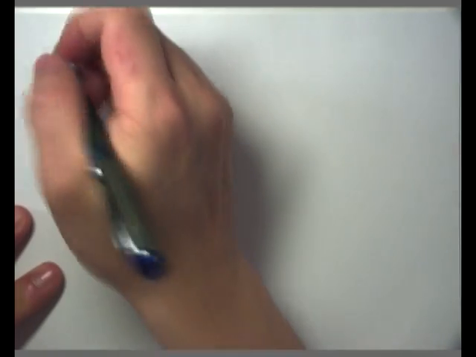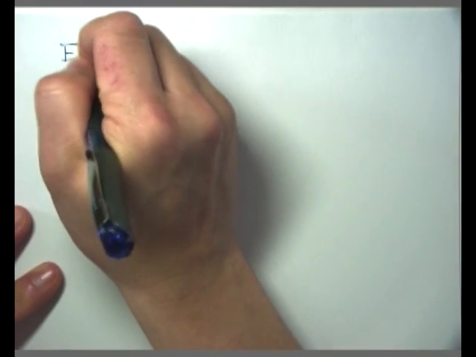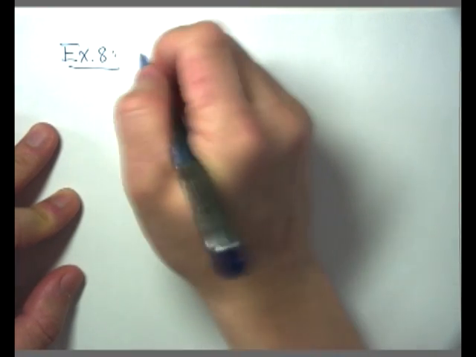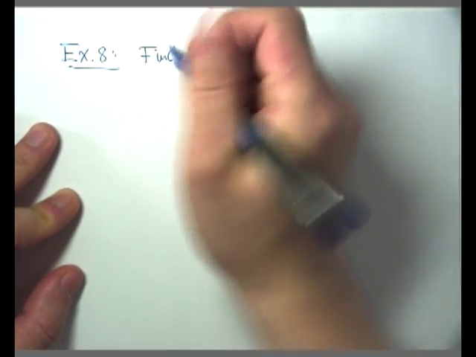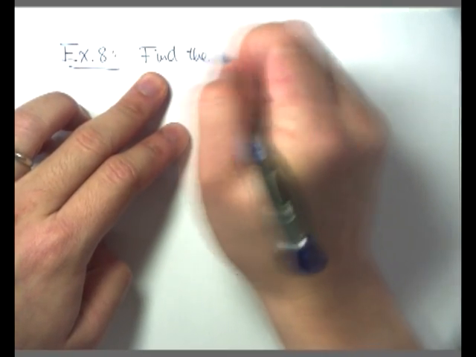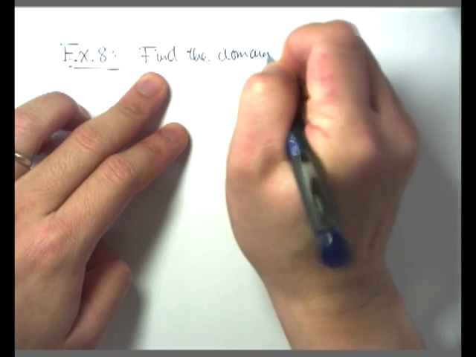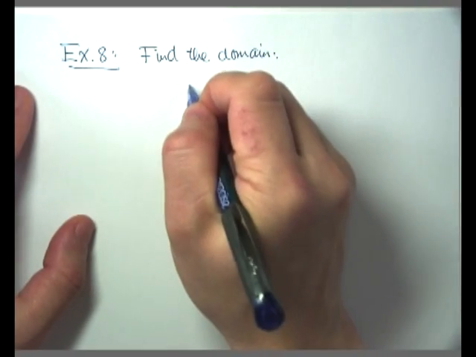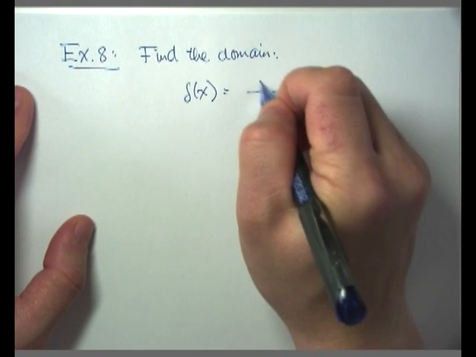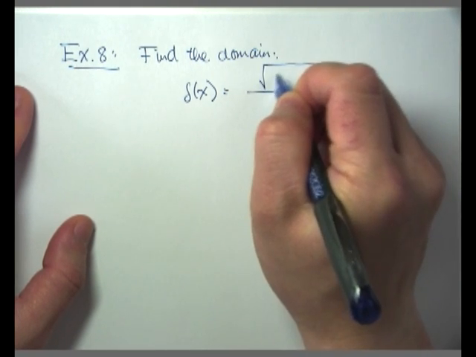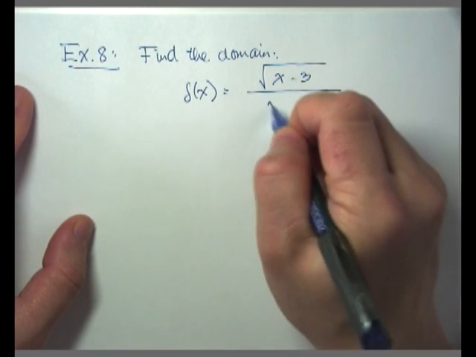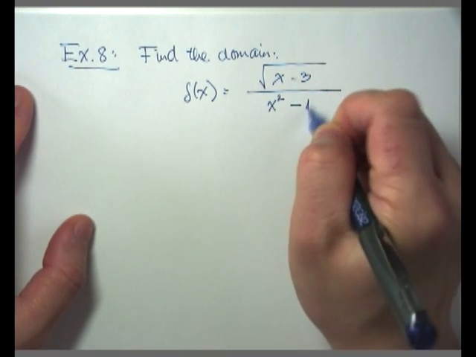This next example is going to be a combined version, and it's a little more challenging. We're still finding the domain, but the function is going to grow more challenging. So find the domain. The function that we have, f of x equals the square root of x minus 3, all over x squared minus 16.